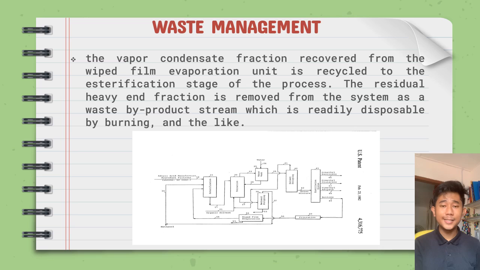The vapor condensate fraction is recovered from the wiped film evaporation unit, which is then recycled back to the esterification stage of the process. The residual heavy end fraction is removed from the system as a waste stream and is readily disposable by burning and the like.